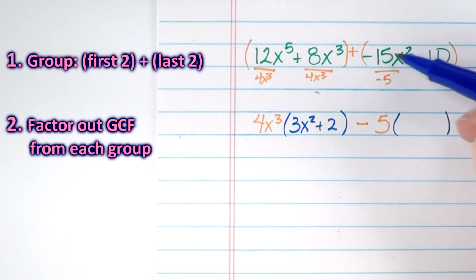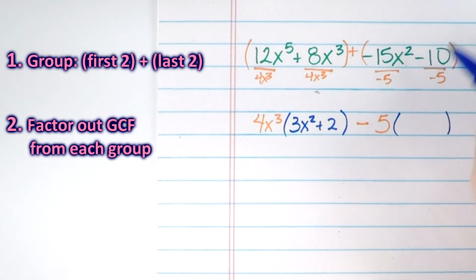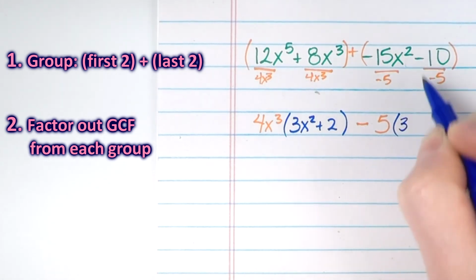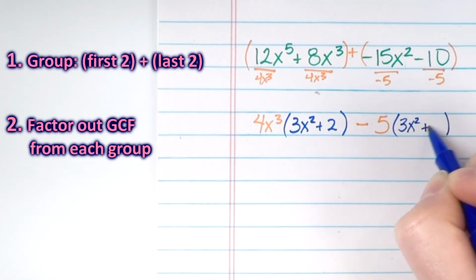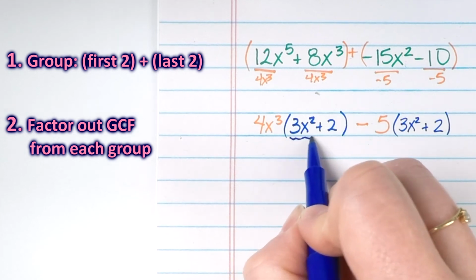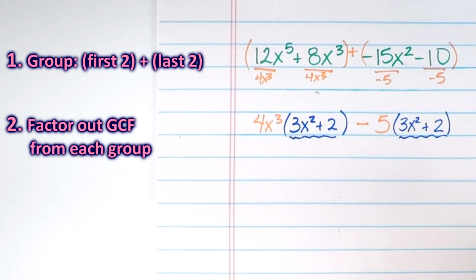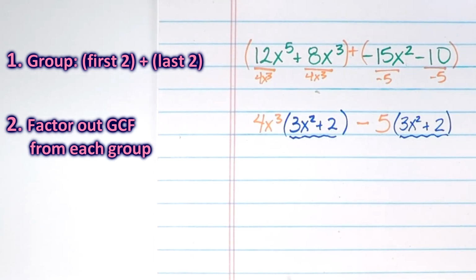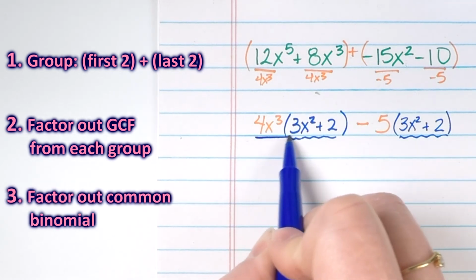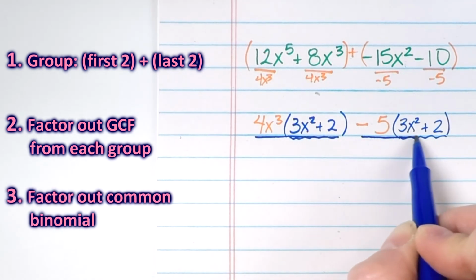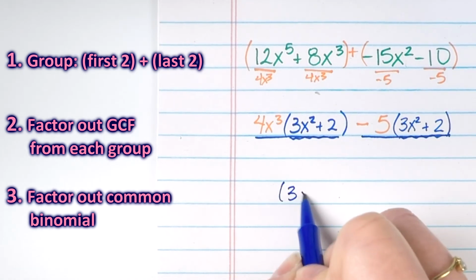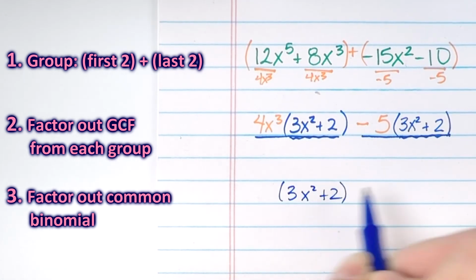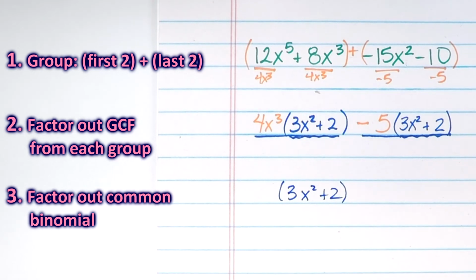Alright, so negative 15x squared divided by negative 5, dividing the coefficients, that gives me positive 3, and then x squared. And then negative 10 divided by negative 5 gives me positive 2. And notice I have the same binomial now, which is what I need for grouping. So the last step, looking at the whole expression, these are my new 2 terms. I'm going to factor out what they have in common, that common binomial. So this 3x squared plus 2 is going to be outside of my parentheses.